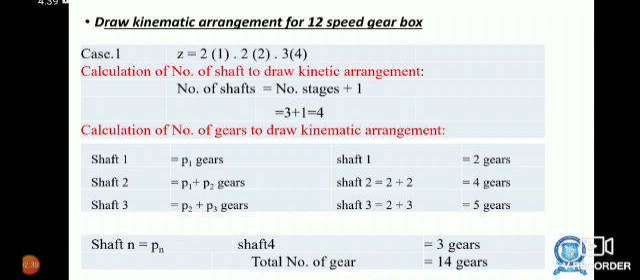Calculation of number of gears to draw kinematic arrangement. Shaft 1, P1 gears. Shaft 2, P1 plus P2 gears. Shaft 3, P2 plus P3 gears. Shaft 1 having 2 gears. Shaft 2, P1 plus P2, that is 2 plus 2, 4 gears. Shaft 3, P2 plus P3, 2 plus 3, 5 gears. Total number of shafts 4. Total number of gears 14.